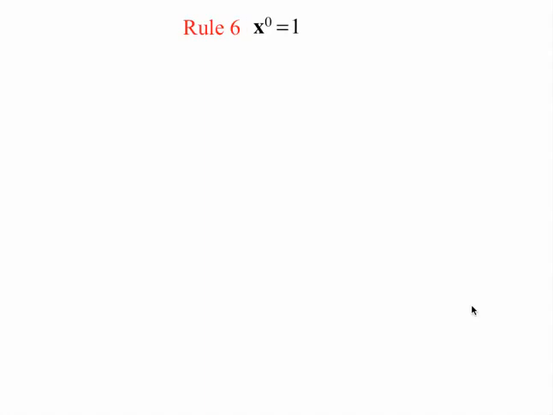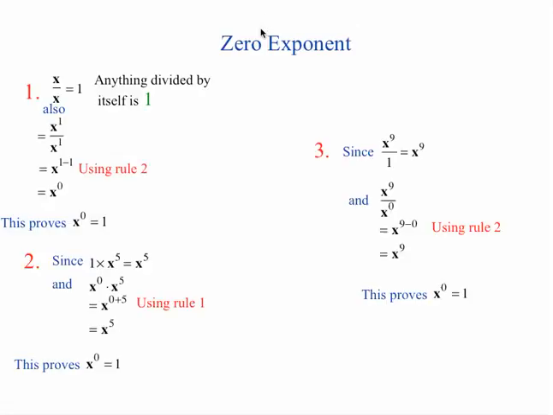So rule number 6: anything to the power of 0 is 1, except for 0. 0 to the power of 0 is undefined. x cannot be 0. The reason why is that, as we just showed, the zero exponent rule really comes from division, which implies x to the 0 divided by x to the 0.